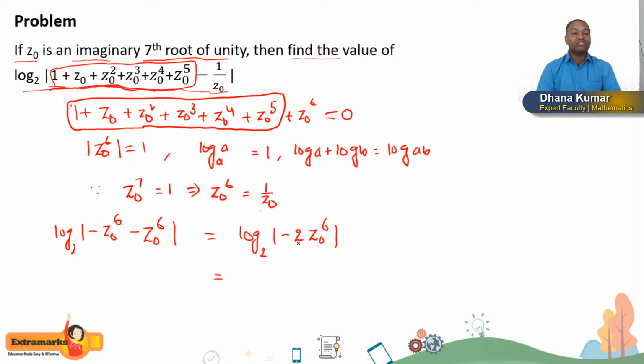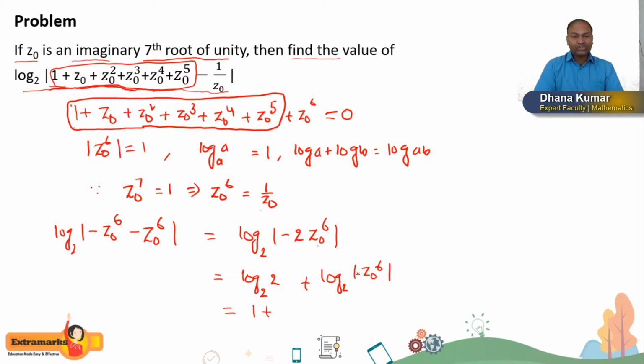Log AB formula is what? Log A plus log B. So that is equal to log of modulus of minus 2. Anyway, modulus of minus 2 is plus 2. So log 2 base 2 plus log base 2 of modulus of z0 power 6. Log 2 base 2, that is why just now only we wrote the formula, the answer is 1.